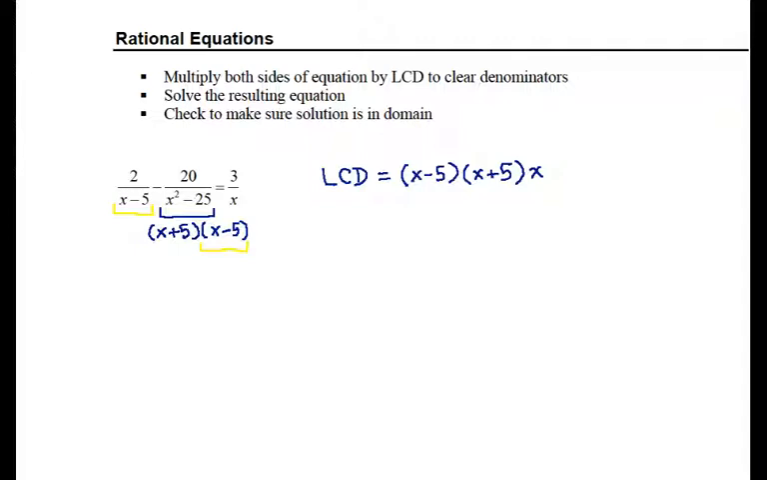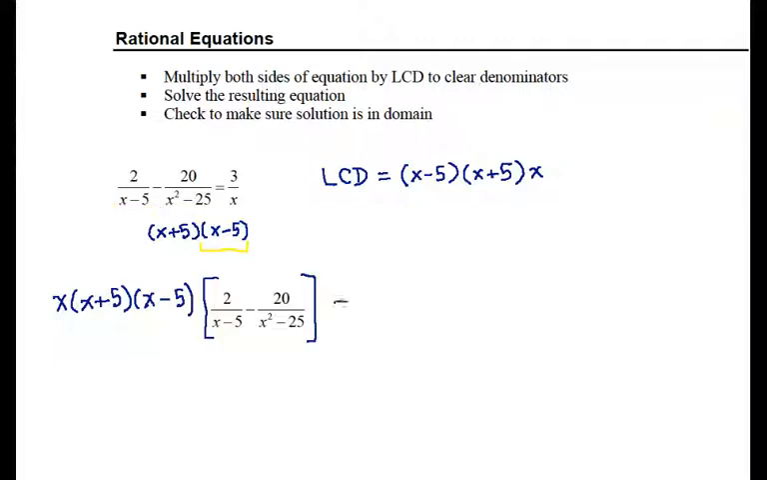So I'll put the x first because that's a little bit more standard order to write this in. X plus 5, x minus 5, and I'm going to multiply this by the right-hand side of the equation. Then I'm going to do the same thing on the right-hand side of the equation. I'm going to multiply 3 over x by this whole LCD.